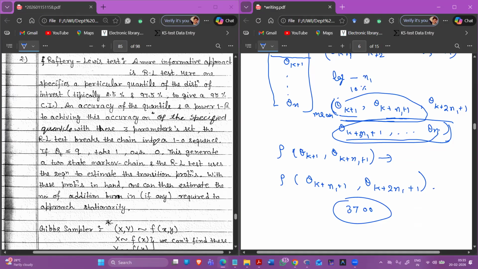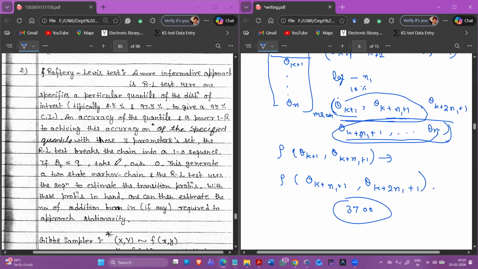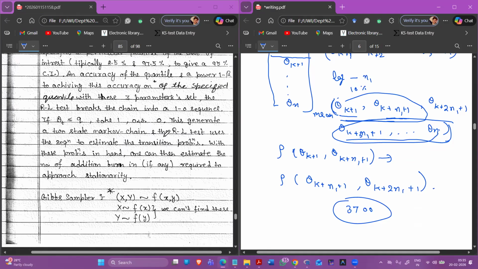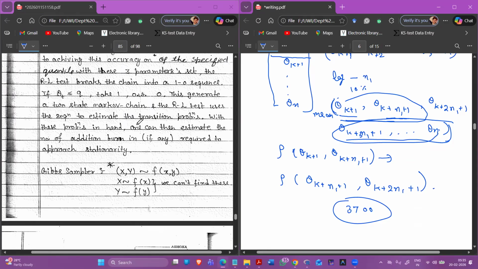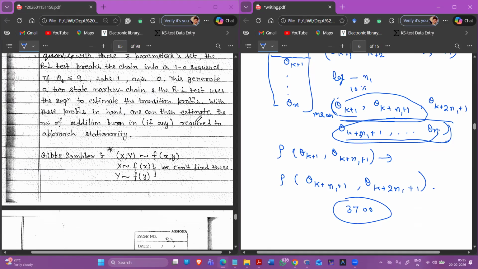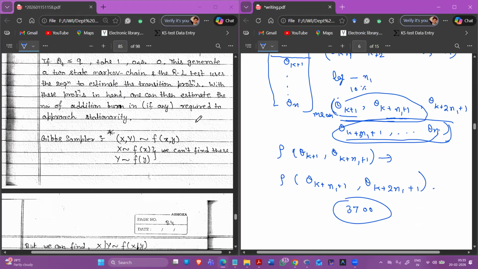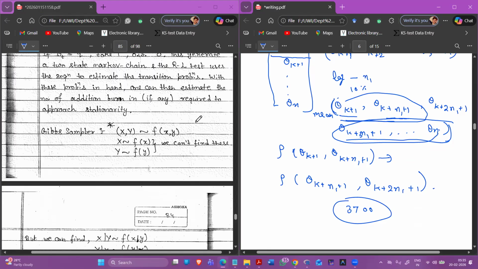The Raftery-Lewis test breaks the chain into a 1-0 sequence: if theta t is less than or equal to q, that is the quantile, take 1, otherwise 0. This generates a two-state Markov chain, and the Raftery-Lewis test uses the sequence to estimate the transition probability. With the probability in hand, one can then estimate the number of additional burn-in, if any, required.